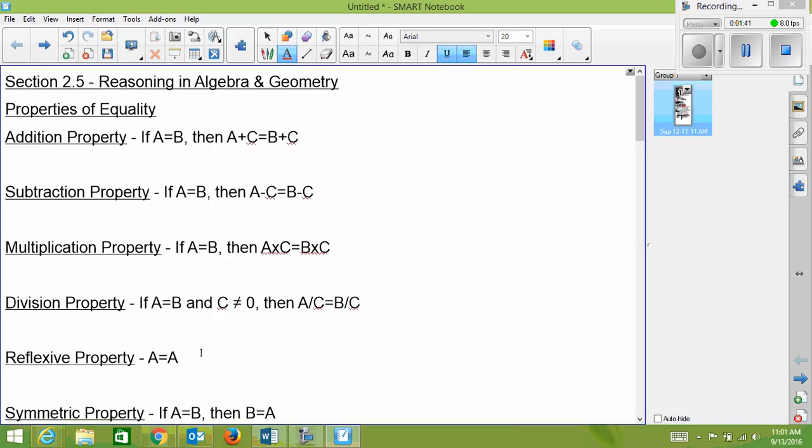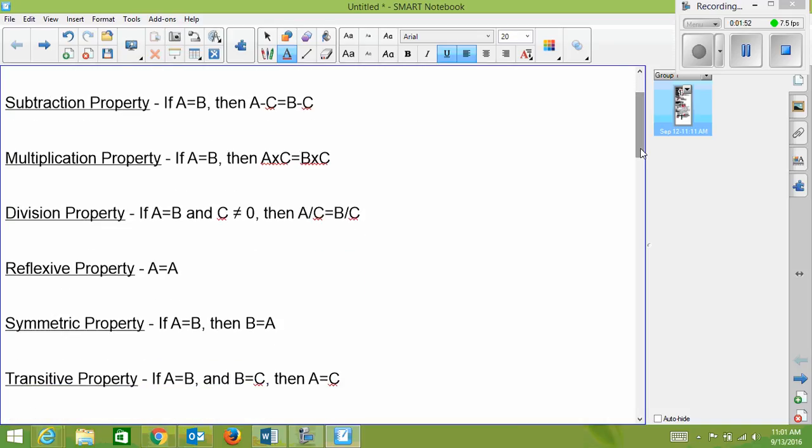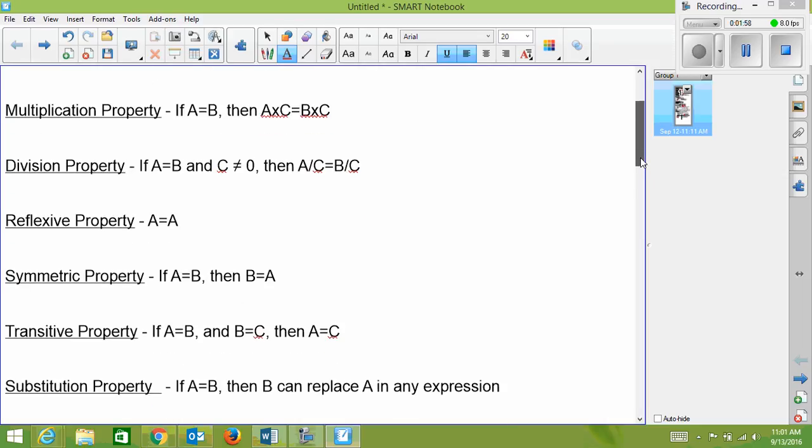Reflexive property: they're just saying that A equals A, okay? It's like a reflection. You want to think about it that way. Symmetric property of equality: if A equals B, then B equals A, and there they're flipping it, okay? But it really just means the same thing.